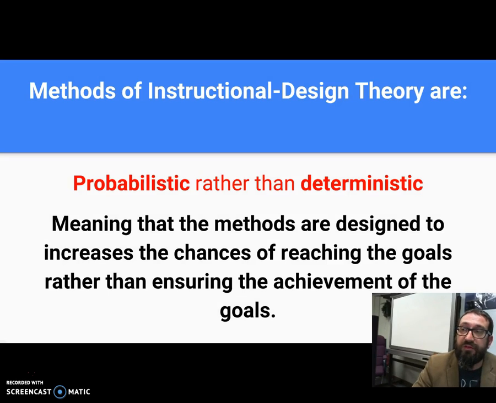Methods of instructional design theory are probabilistic rather than deterministic, meaning that the methods are designed to increase the chances of reaching the goals rather than ensuring the achievement of the goals.